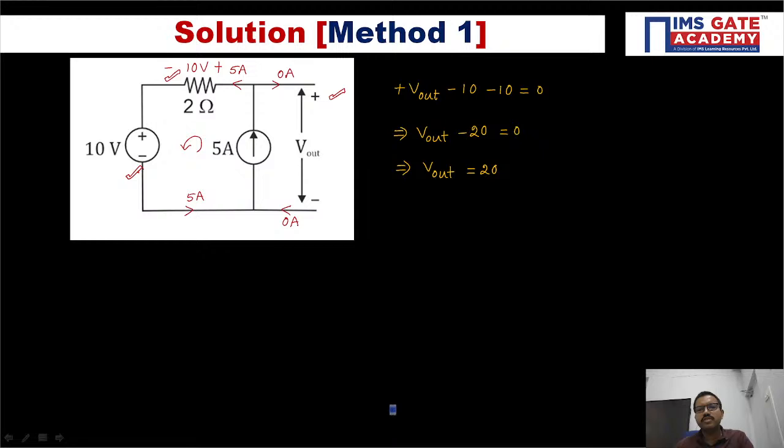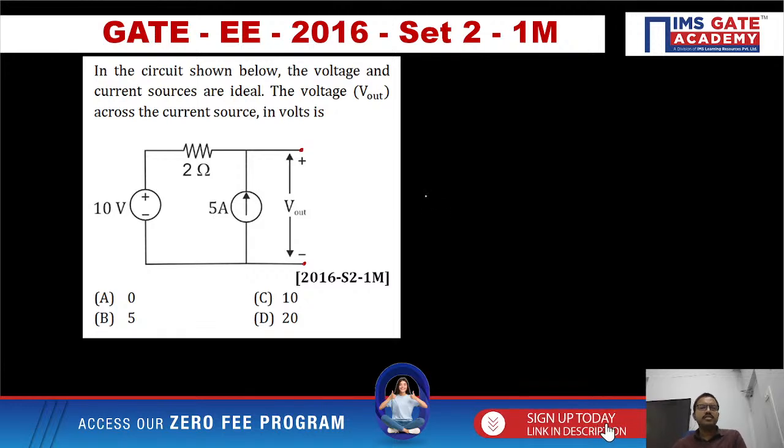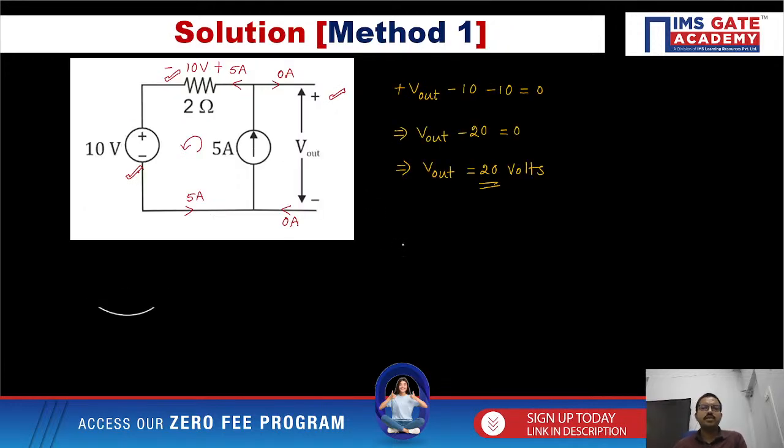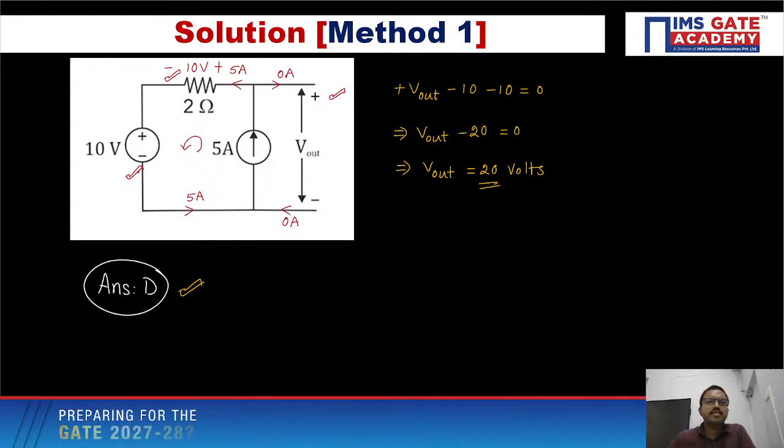V out equal to 20 volts. Right? Yeah, 20 volts is there in option D. Option D is the correct answer.